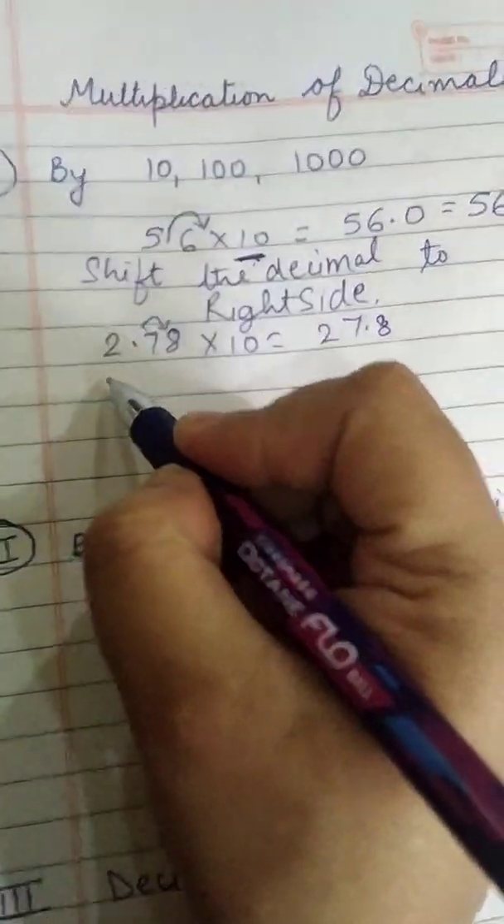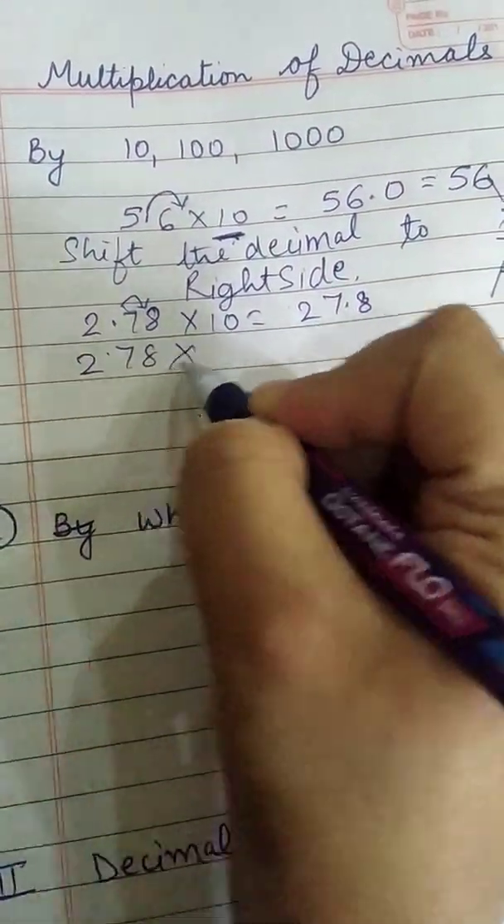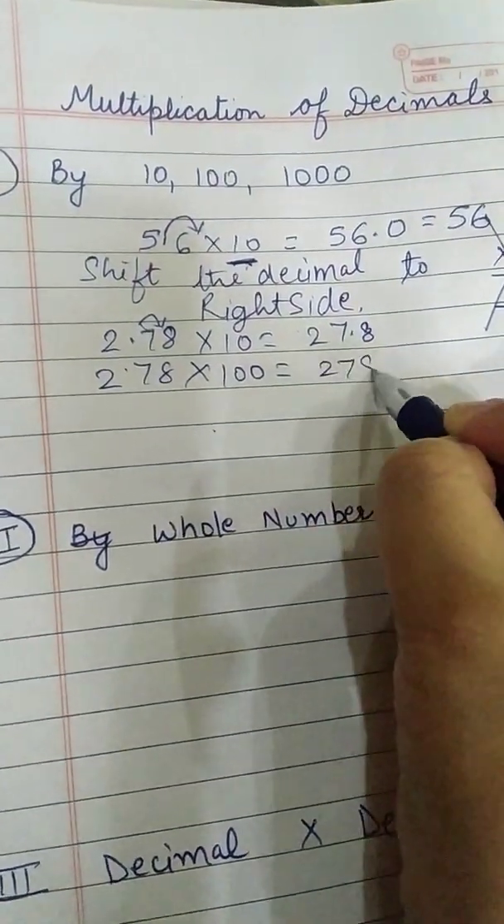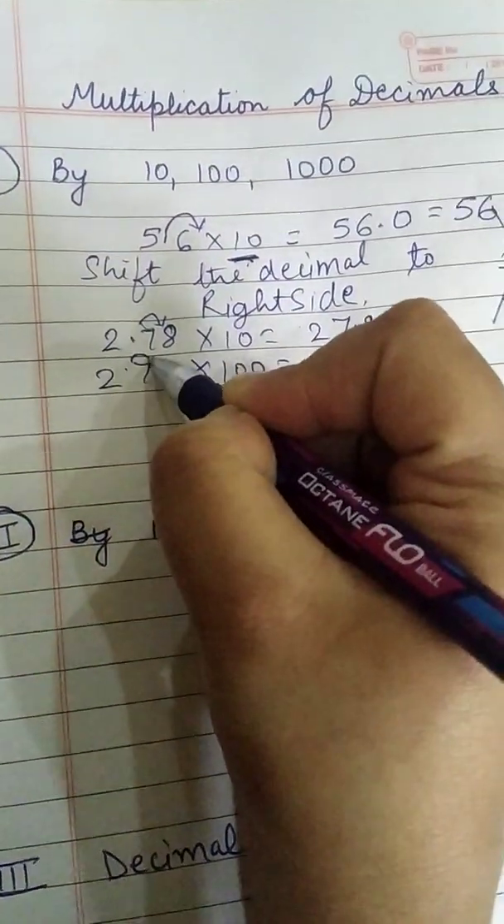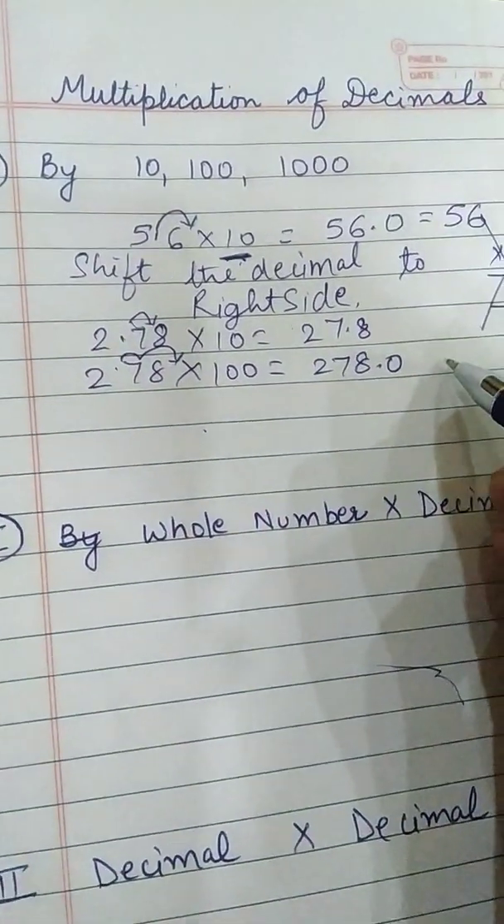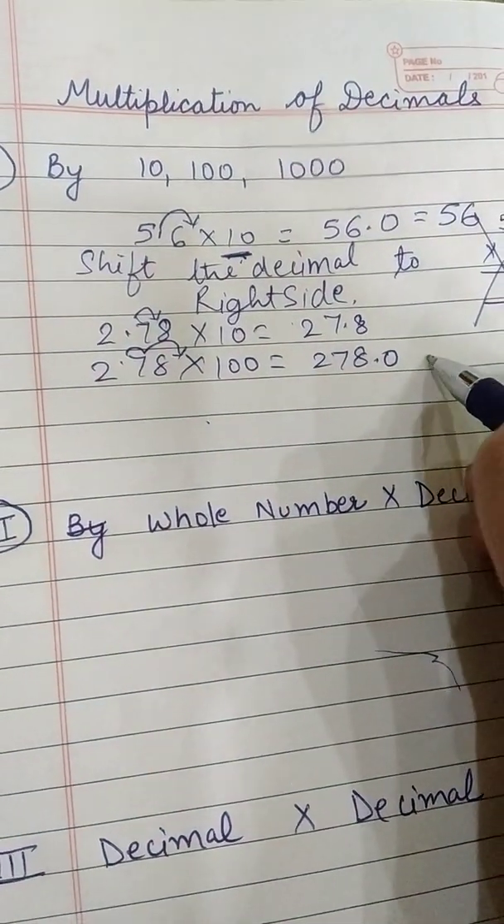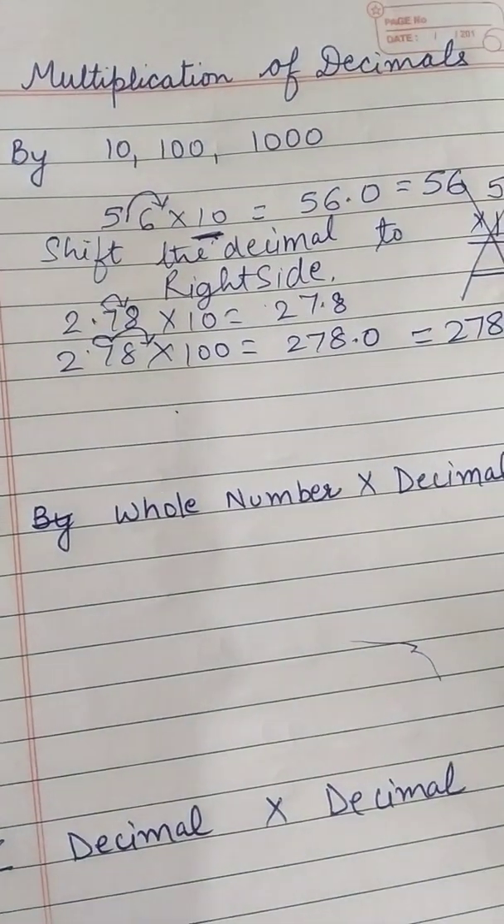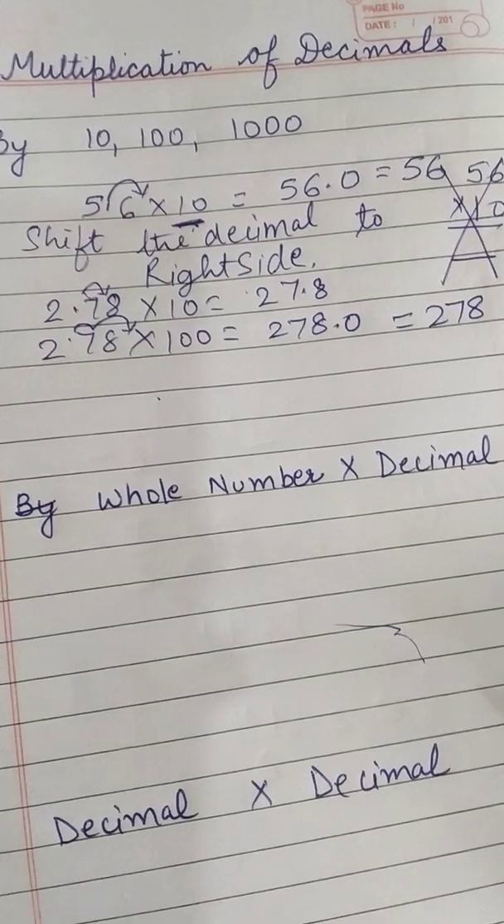In the same question, if I multiply by 100, I will get 278.0. I'll shift the decimal two places and I'll get 278.0, and 0 at the last is having no value, so it will be 278.